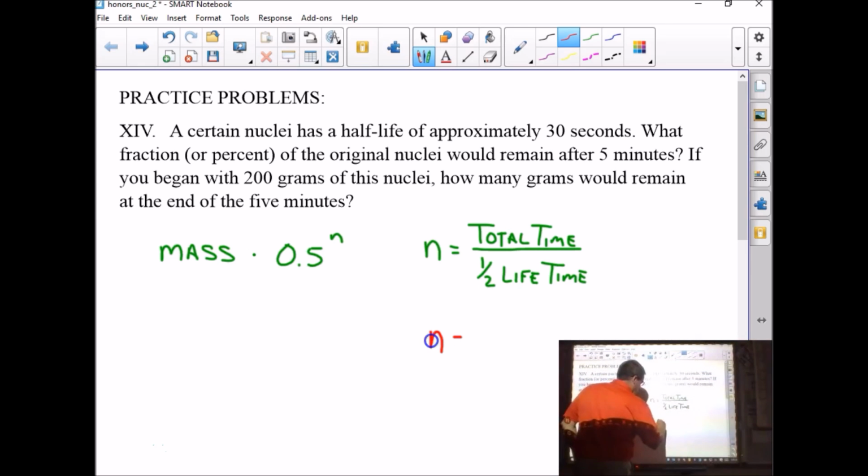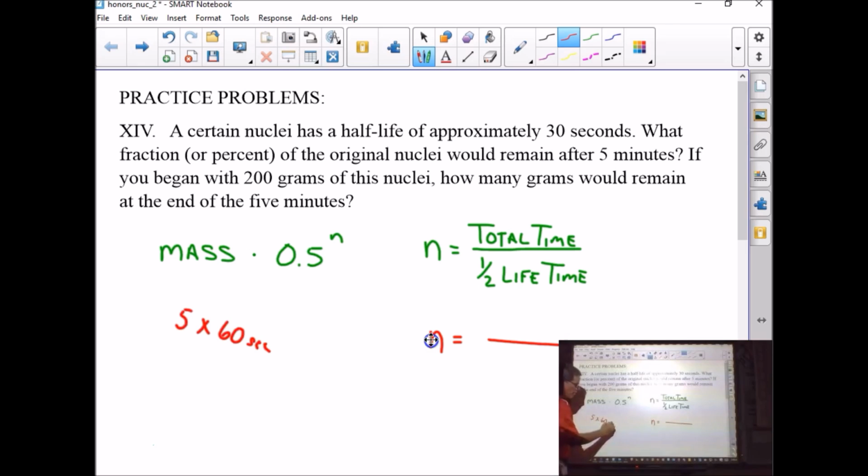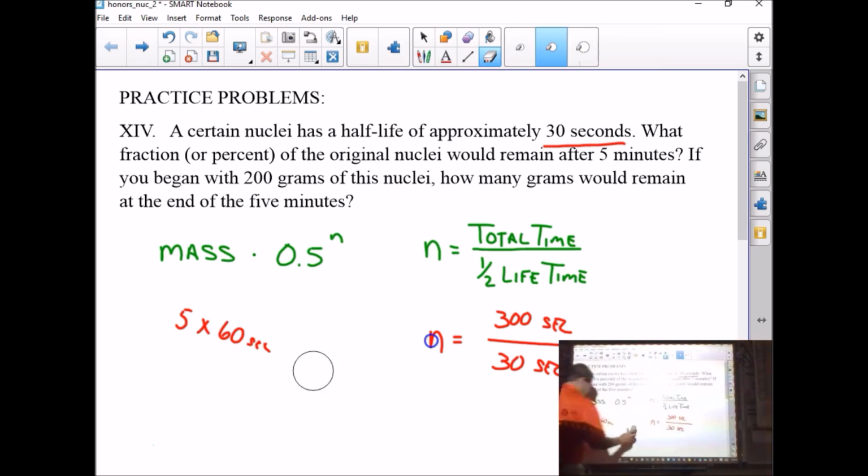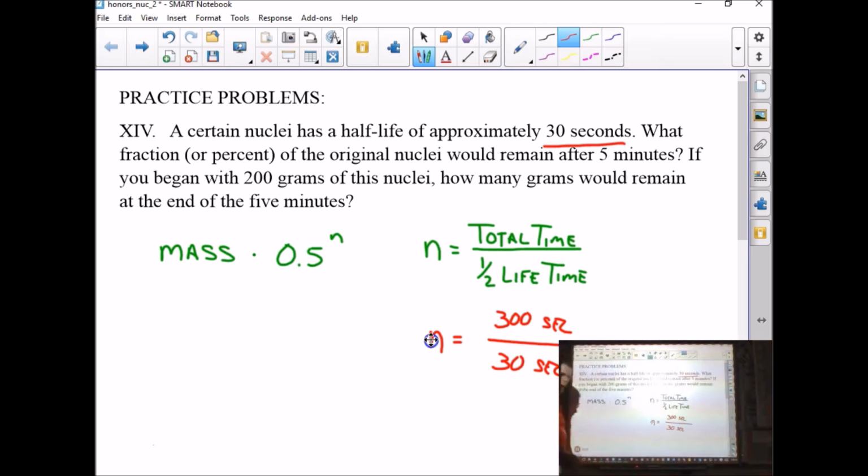So if you go with seconds, then our total time in this case would be what? 300. So it's 5 times 60 seconds, if you want to do that mental math in your head. So that's 300 seconds. And what is the half-life amount of time? 30. So 30 seconds. What happens to the unit here? Gets canceled out. So when we talk about how many half-lives, it's not like 10 seconds. No, it's actually 10 half-lives. Okay. So let me move this over.